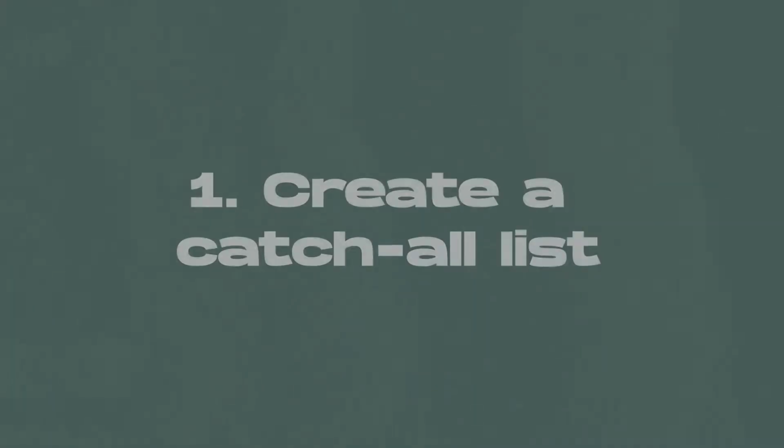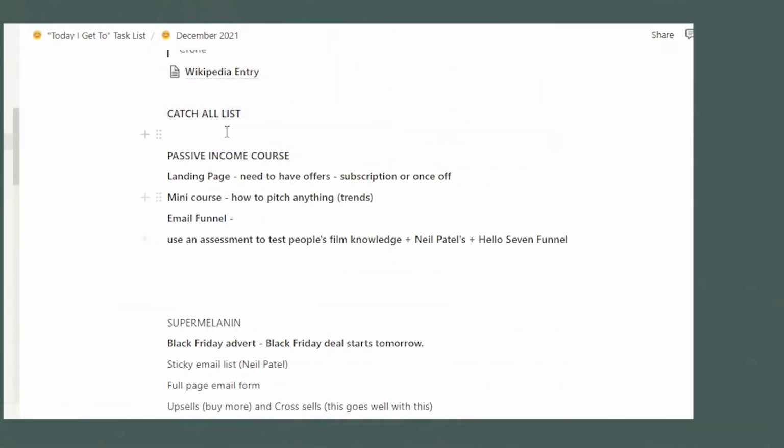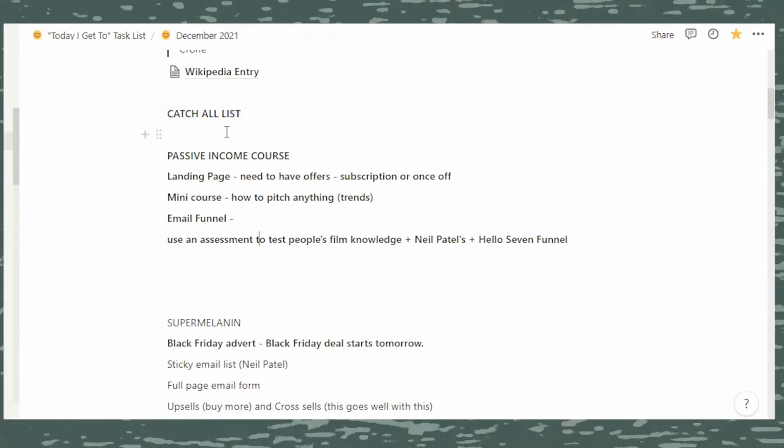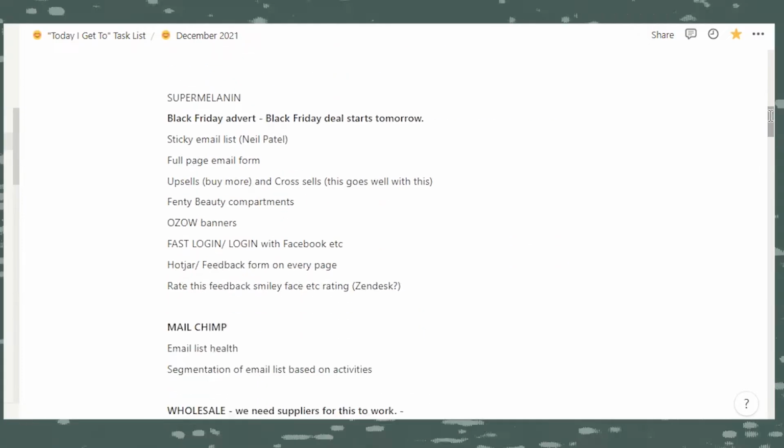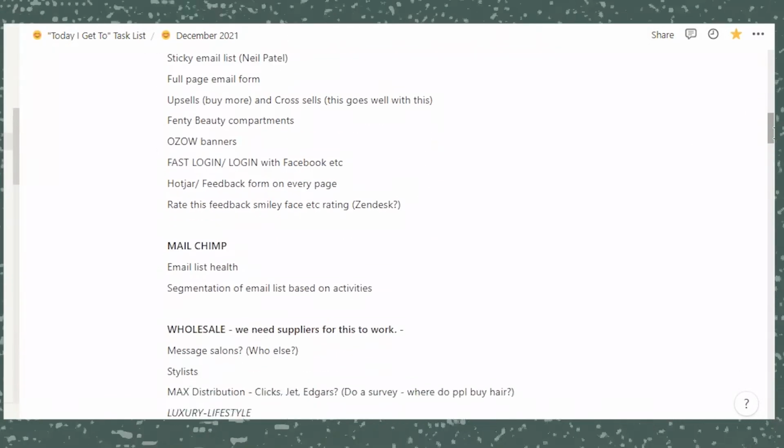Okay, now for strategy. So the first thing to do is to create a catch-all list. If I only did one thing today, what would that one thing be? Or if I only did one thing the entire week, what would that one thing be? What would be the highest priority task? Scan through the list and then determine from the list what is going to have the most impact. What are the highest impact activities or the highest impact tasks on that list?